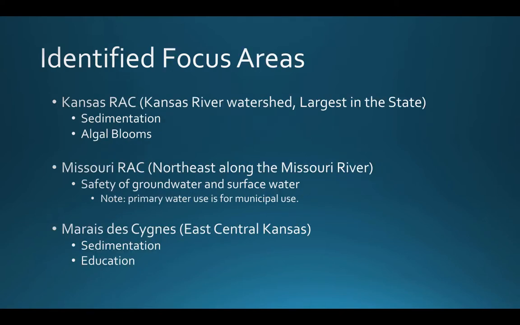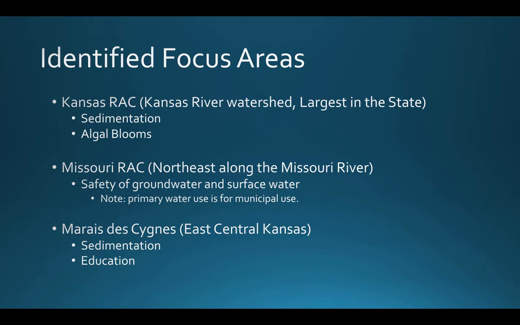So let's get back to some of those focus areas that the regional advisory committees had. The Kansas RAC, which is the one that we are primarily located in here, identified two major source areas. And the first one is sedimentation. And that's sedimentation of the reservoirs primarily and some of those surface water holding areas. The second are algal blooms.